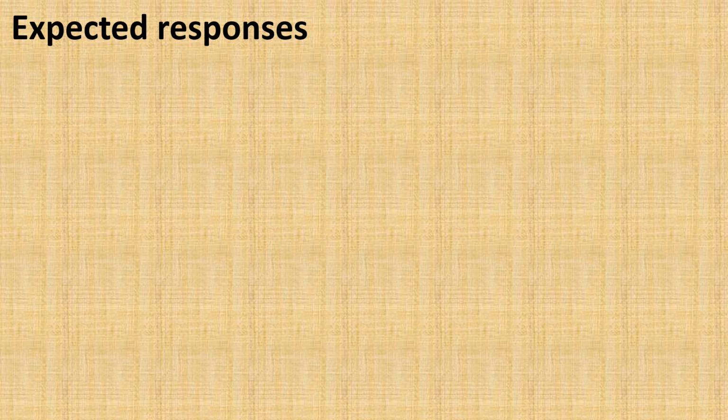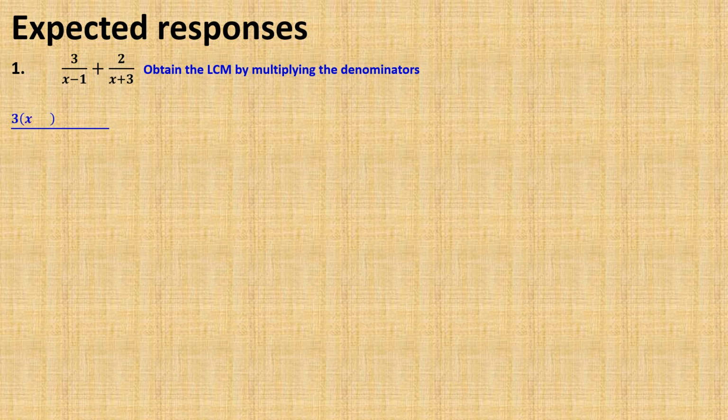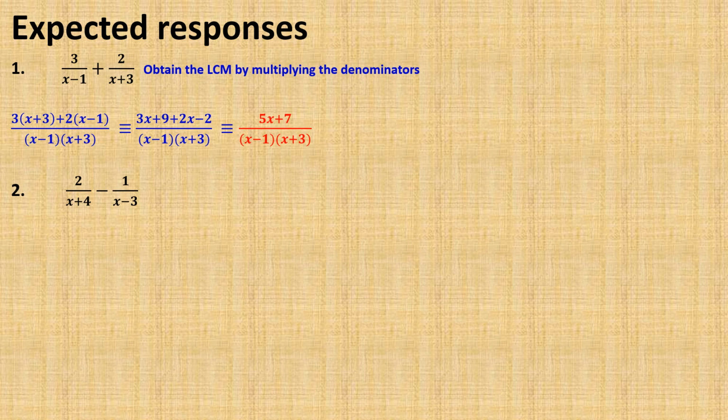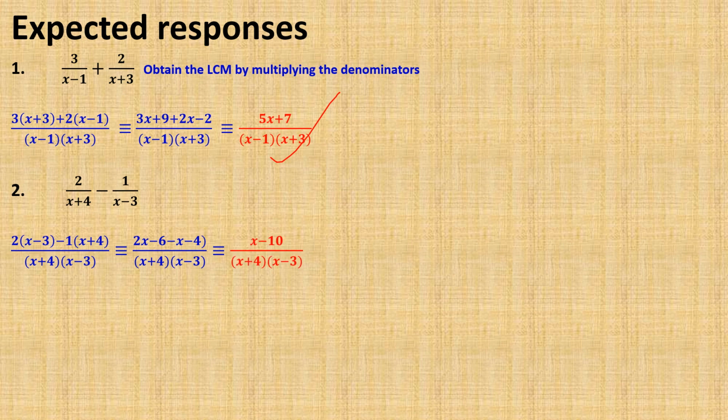So the expected responses for each scenario above. For 3 over x minus 1 plus 2 over x plus 3, I actually need to obtain the LCM by multiplying the denominators. And that will eventually give me 5x plus 7 over x minus 1 times x plus 3. So the second one, the same thing. Look at the lowest common multiple, multiply the denominators, and simplify everything. You get that final answer.